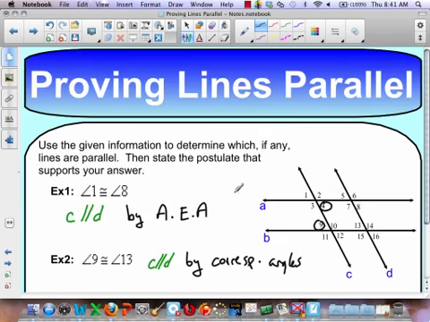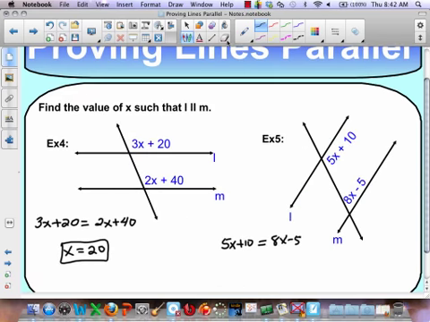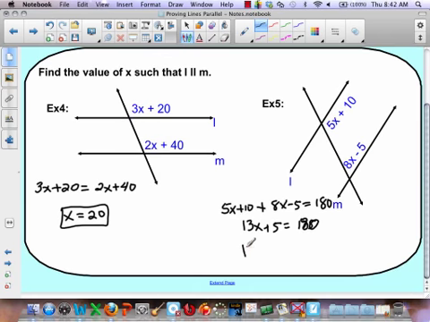Now, what does that mean, Morgan? Yeah, they add up to 180, so they're not really equal to each other. They add up to 180. So we have 13x plus 5 equals 175. Oh, 180, sorry. Got ahead of myself. Therefore, 13x equals 175. X is 175 over 13.